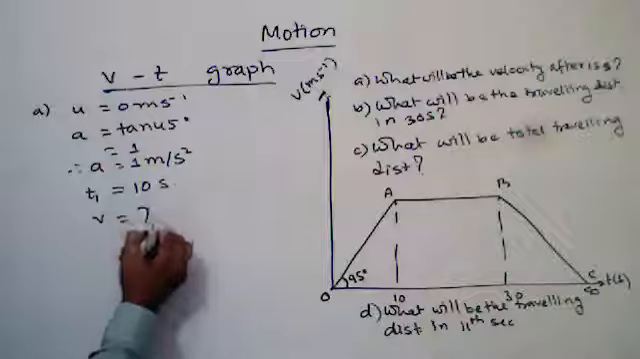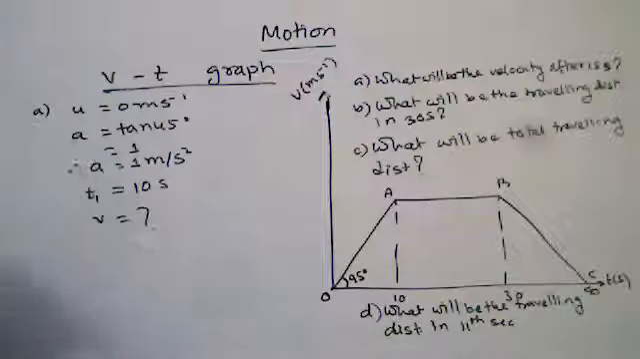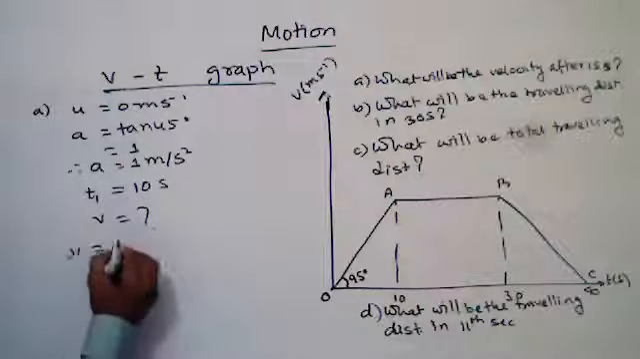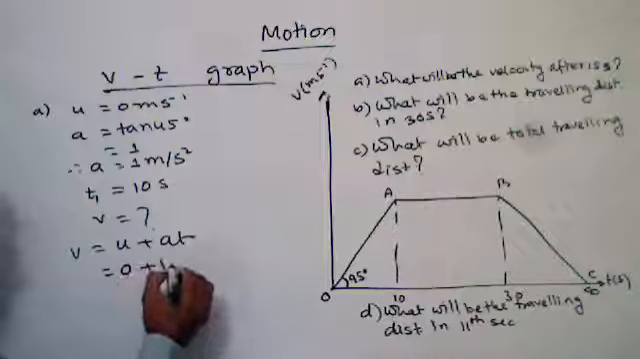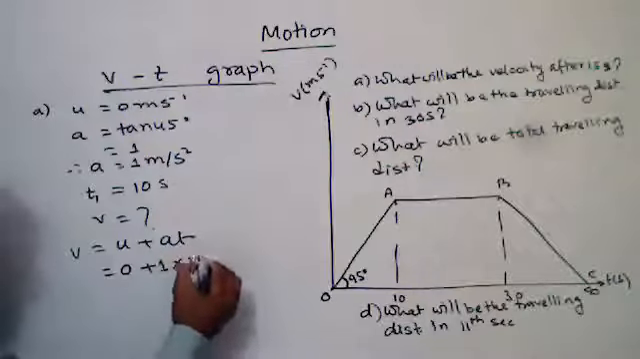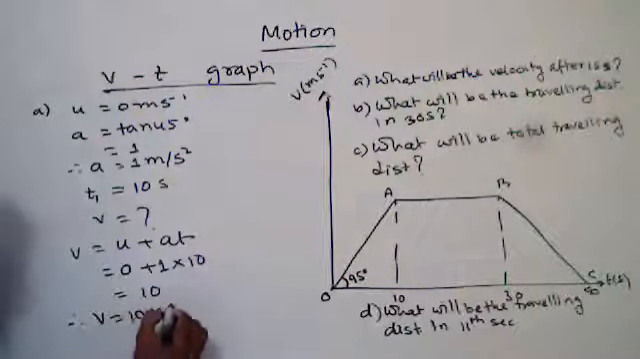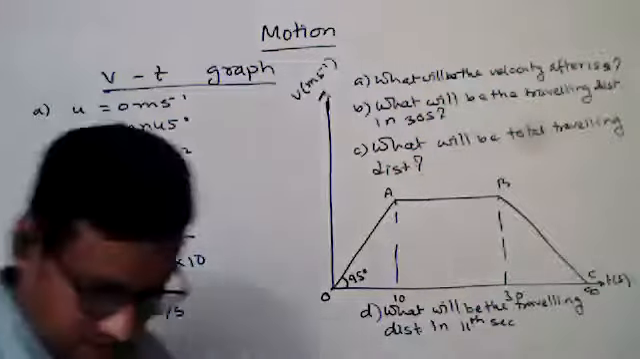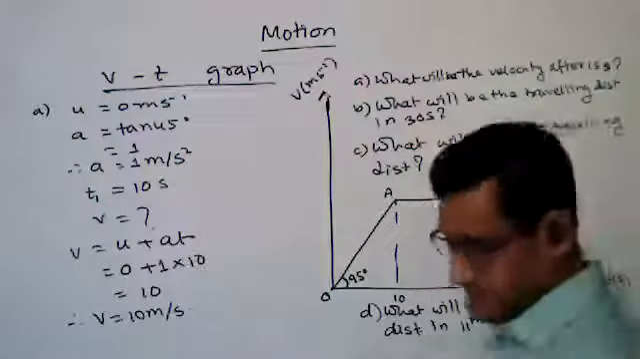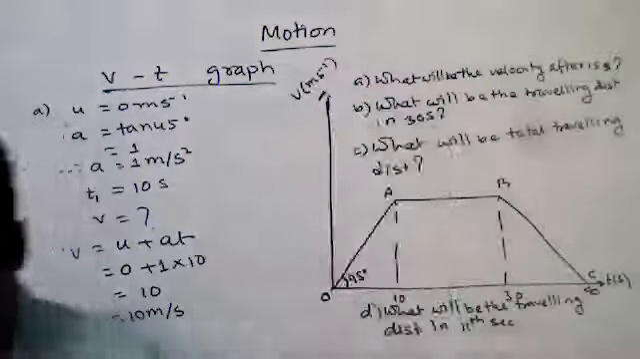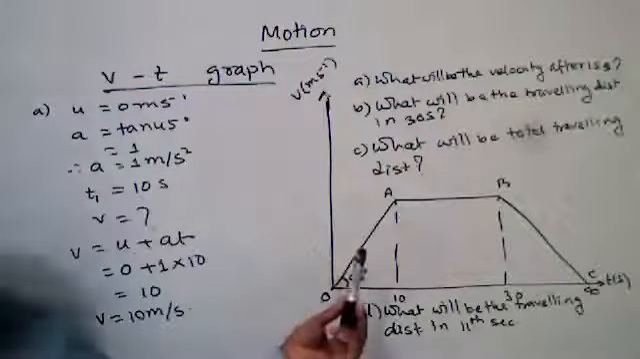So what is the velocity at point A or after 10 seconds? v equals u plus at. Here u equals 0, a equals 1 and t equals 10. So v equals 10 meter per second. At point A, after 10 seconds, we can see the velocity is 10 meter per second from the respective graph.